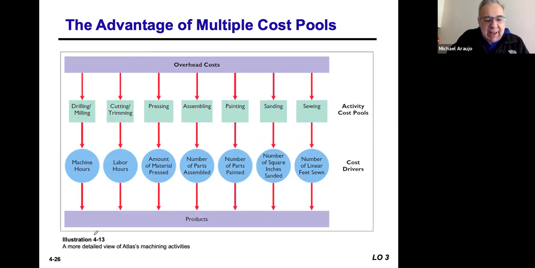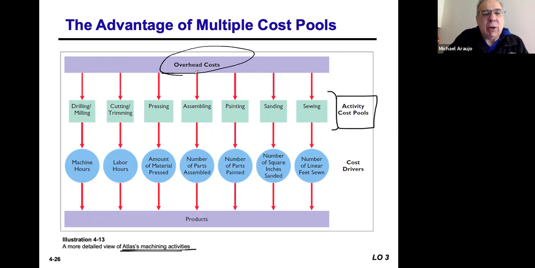So if you look at the company in the book, which was Atlas, and they do machining activities, you can see the activity cost pools listed at the very top. Again, this is all to help break down and allocate overhead costs. We're not talking about materials. We're not talking about labor. We're looking specifically at overhead. And within each activity labeled here, there are very specific cost drivers for those activities.